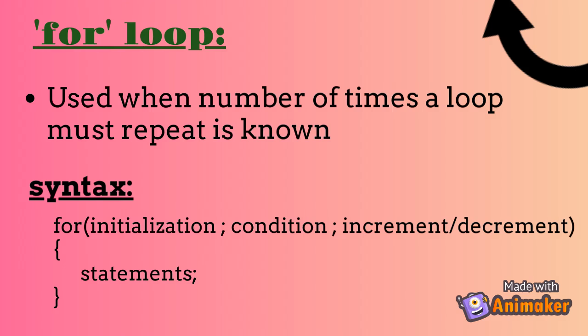And our last type of loop is for loop. It is often used by developers. It is useful when you know how many times the loop should repeat. The syntax is for, initialization, condition, increment or decrement.